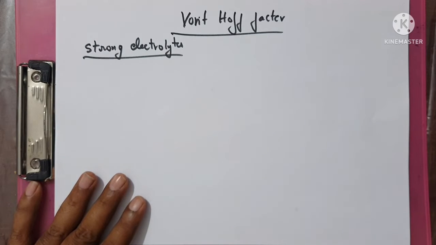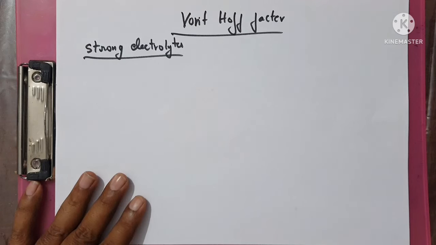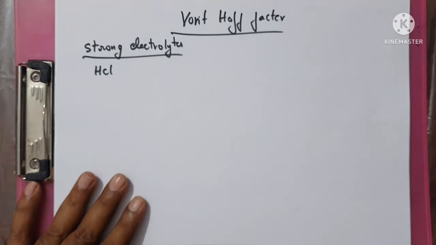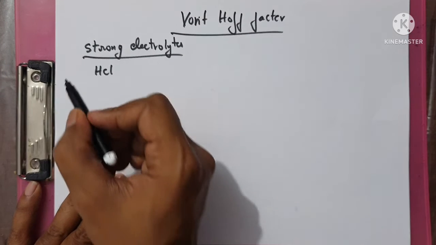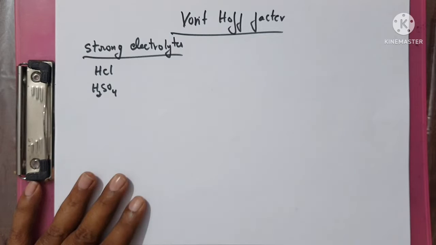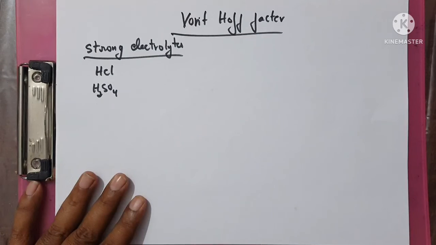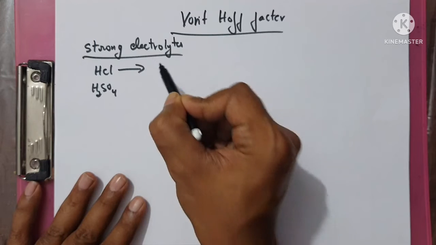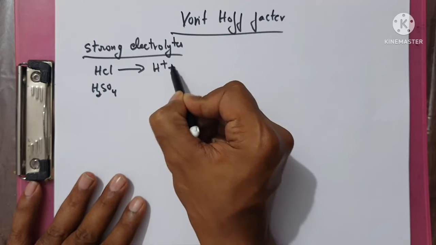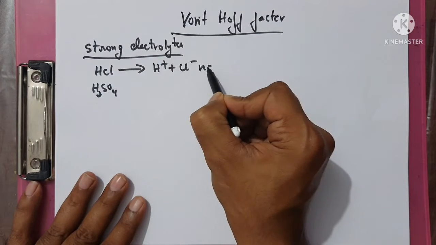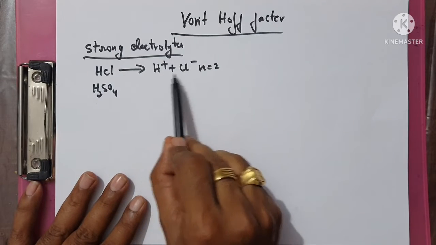In case of strong electrolytes, as I told you, I'll take an example of some acids. I'll take an example of HCl and H2SO4. These are examples of strong electrolytes in case of acids. If HCl dissociates, children, it becomes H+ and Cl-. Therefore, here the n value will be 2 because the number of ions is 2.